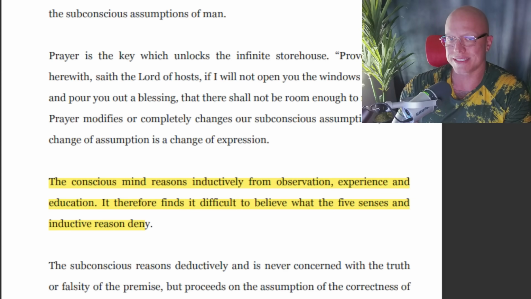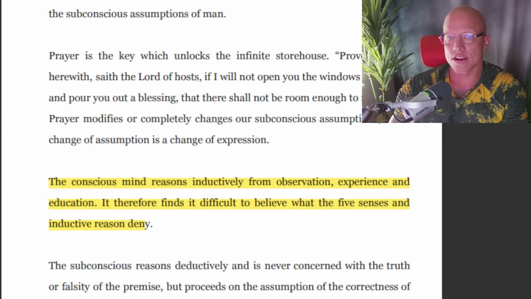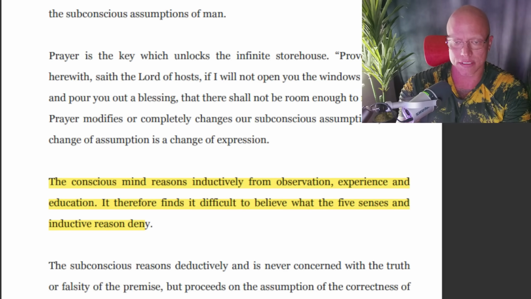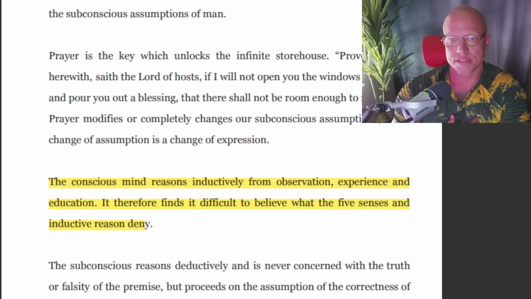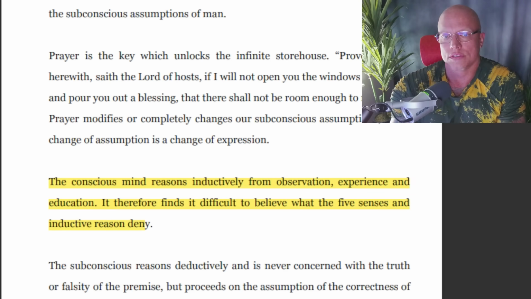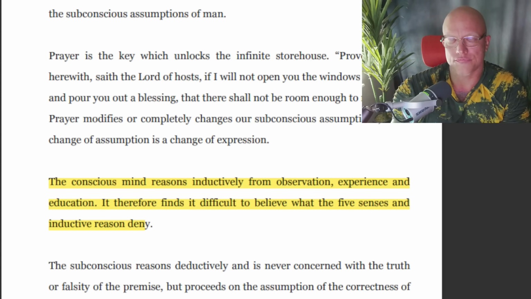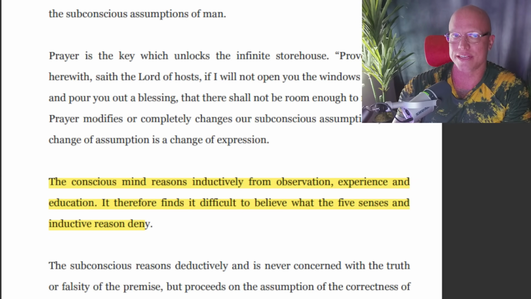The conscious mind reasons inductively from observation, experience, and education. It therefore finds it difficult to believe what the five senses and inductive reason denies. So as you react to the simulation, being the person who you are now, you stay in that world. If you continue to react to the things that are happening to you now as if they are real, and you don't have the privilege of changing anything, of changing your concept of yourself, then you will stay in that world forever. You're not going to shift fractionally in the multiverse to the world that you want to be, because the conscious mind reasons inductively from observation, and from your experiences and your education.